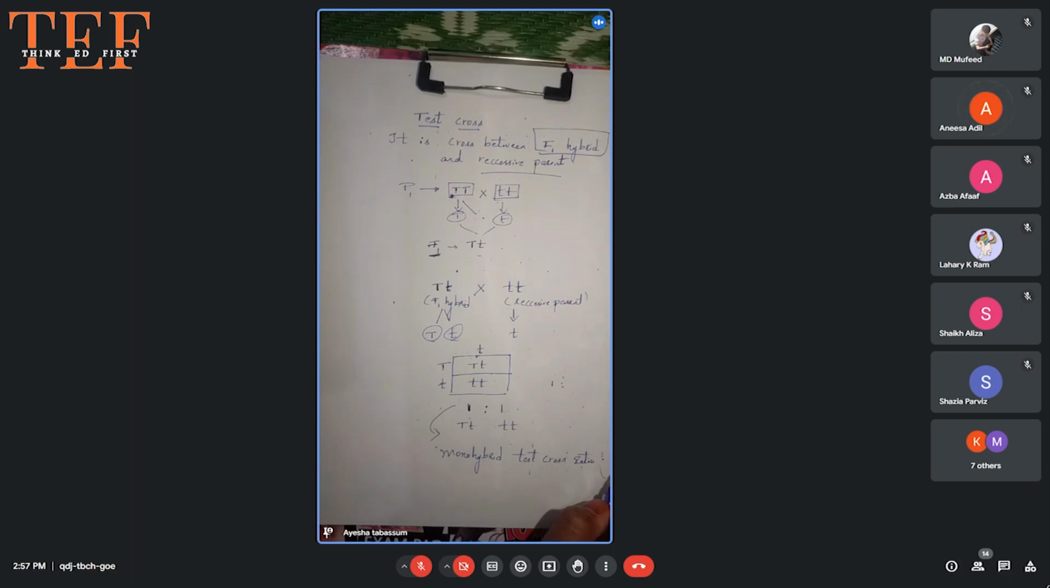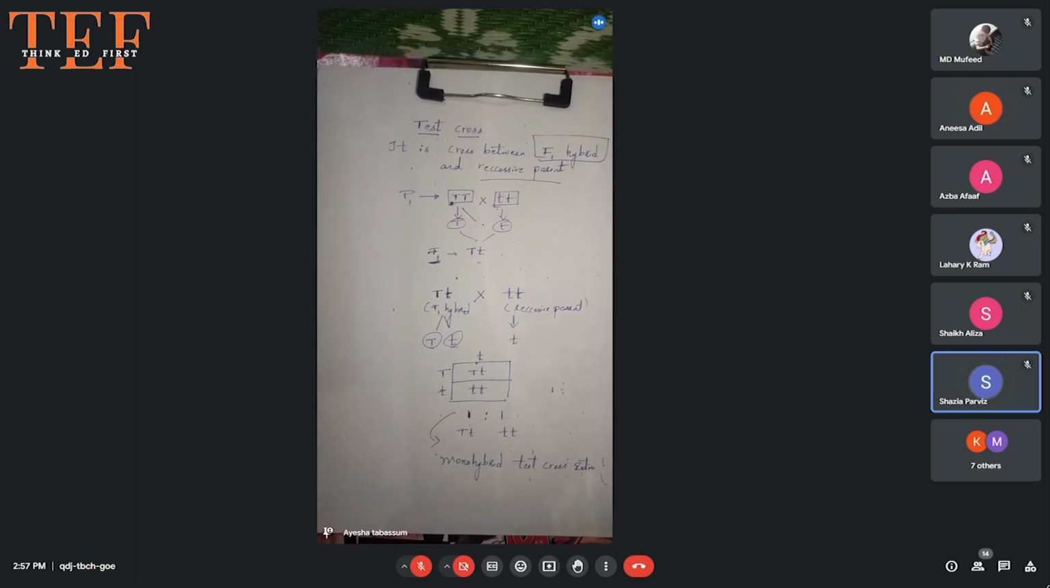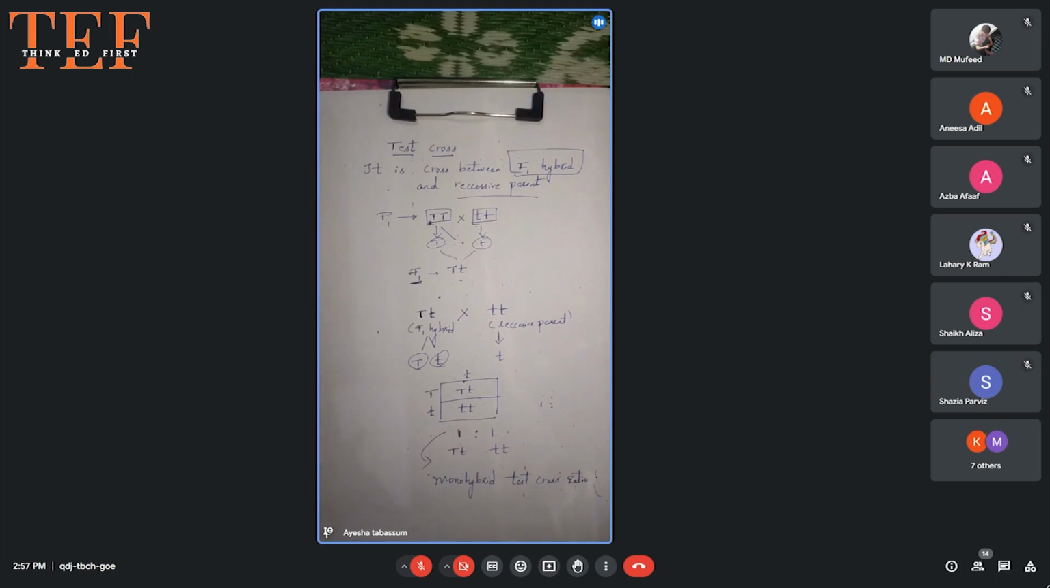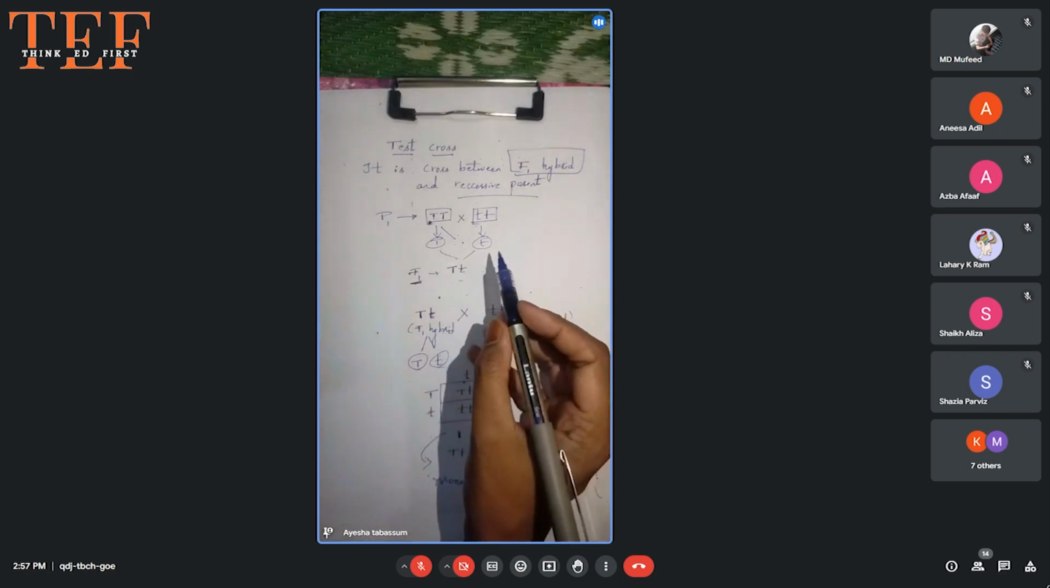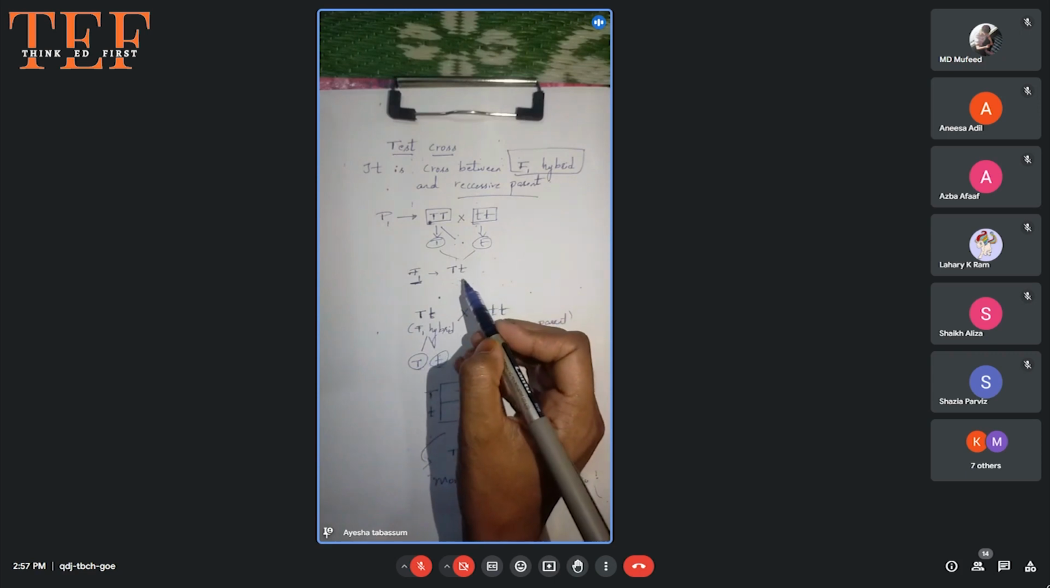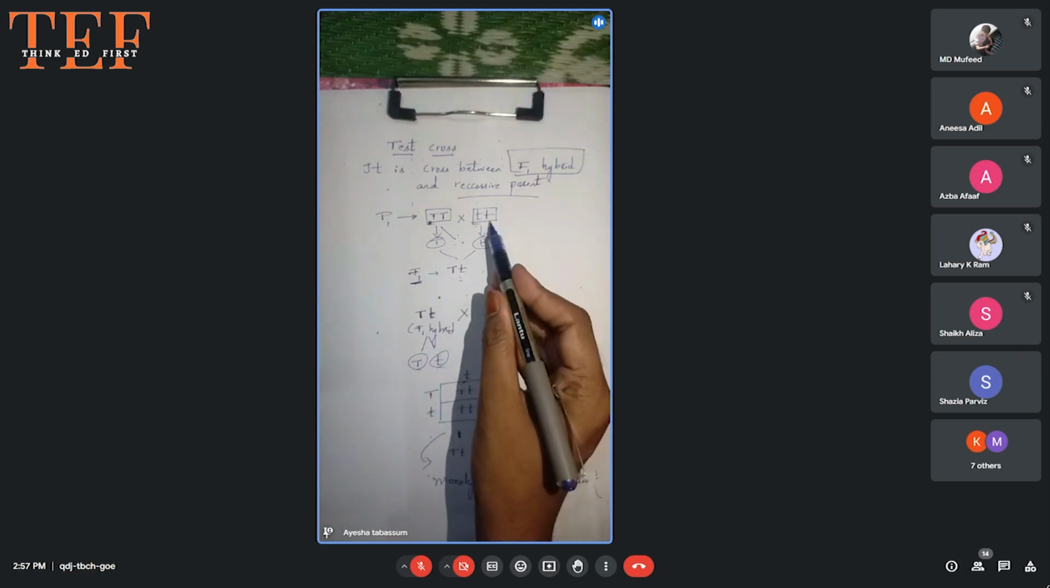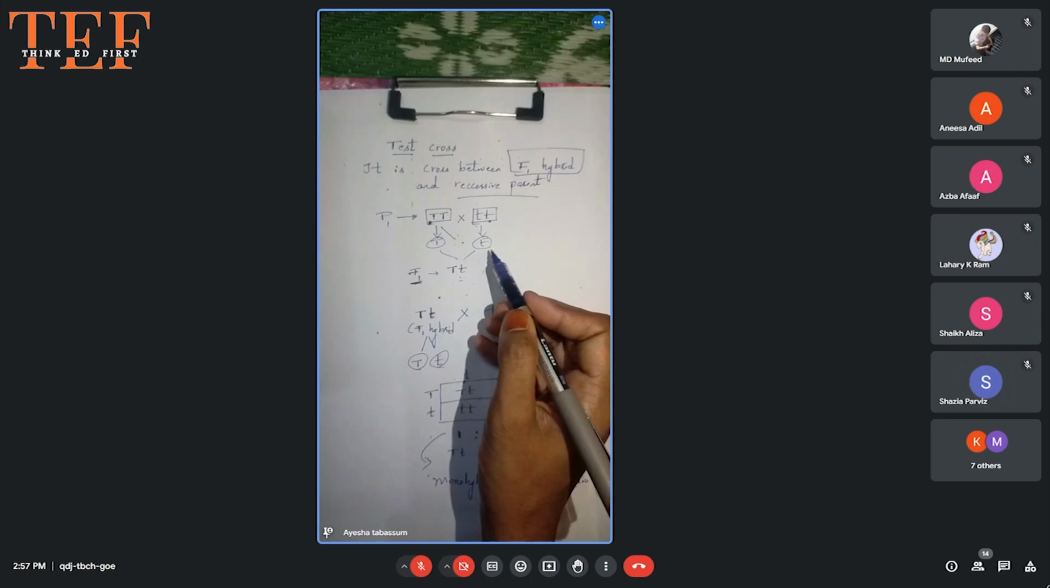Once they had asked a question out of NCERT related to this cross itself. Test cross is mentioned in your syllabus, but they had asked about back cross. Okay, so now back cross is test cross. You have understood, right? You're crossing the F1 hybrid with the recessive parent is the test cross.